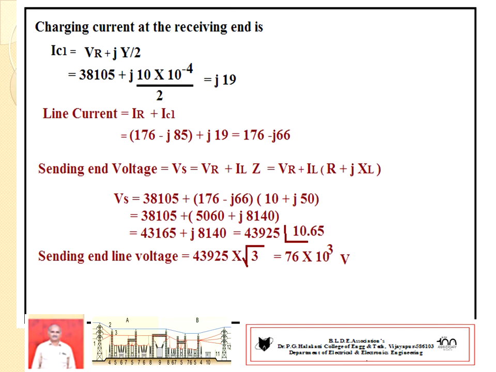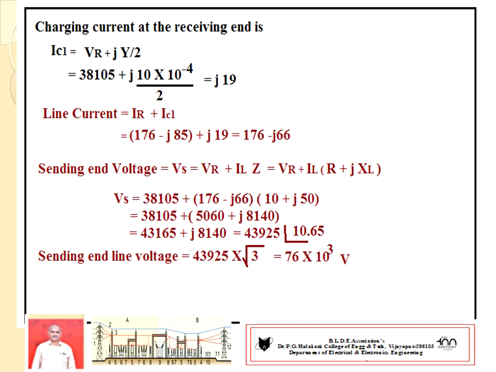Then you calculate IC1. It becomes J19. After knowing the IC1, you calculate the line current. Line current equal to IR plus IC1, vector sum. Once you know the load line current, then come for the sending end voltage. Sending end voltage Vs equal to VR plus IL into the impedance of the line.